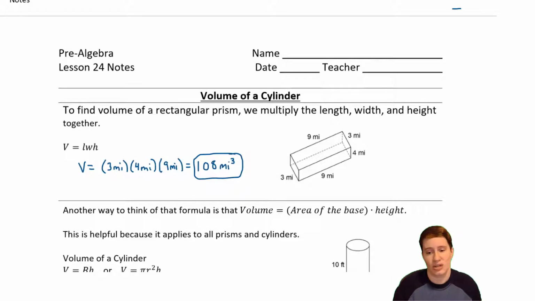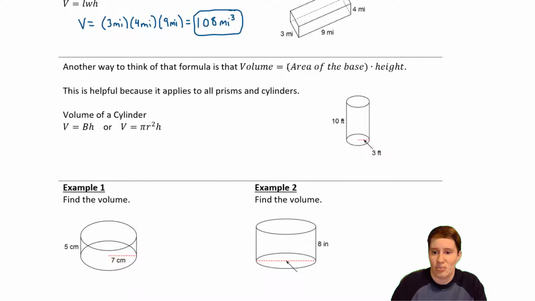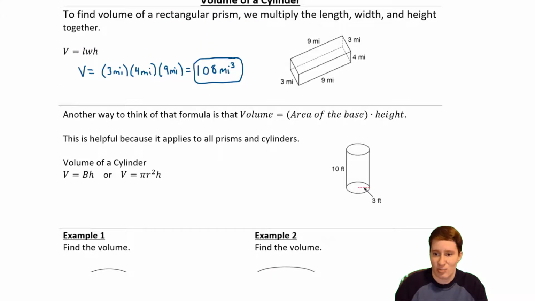But once we start looking at other things that are not rectangular prisms, it's actually helpful to have a different version of this formula. So that version basically says that volume equals the area of the base times the height. And so if we think in this example, if we think of this as the base of our rectangular prism, it doesn't actually really matter on a rectangular prism what the base is. But if we think of this as the base, then when we did 3 times 4, we found the area of that base.